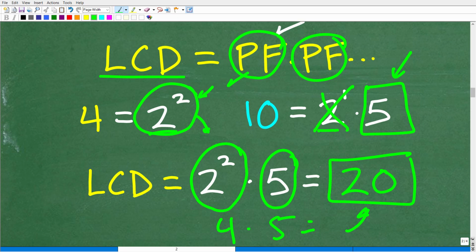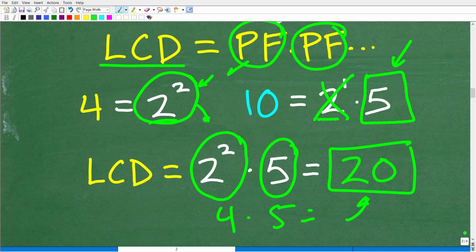Okay, so hopefully you understand that, and if you're saying, oh, okay, I get that, then maybe you want to retry this problem. Okay, so let's apply our knowledge on how to find the LCD to actually solve this problem pretty quickly.